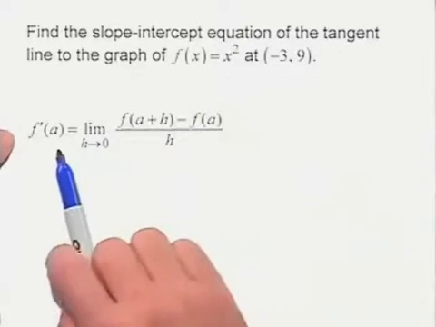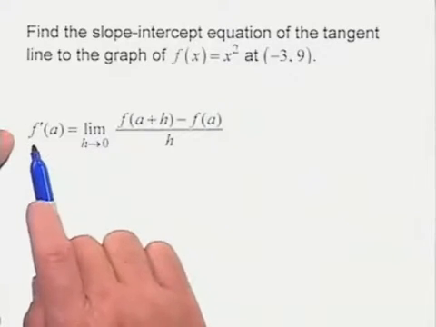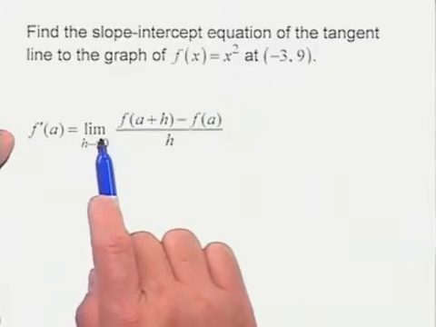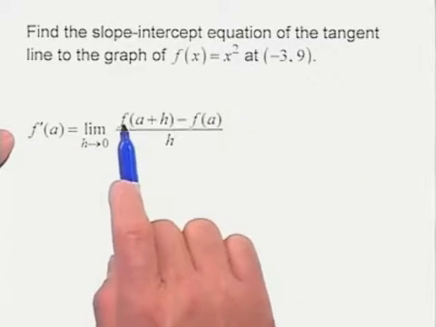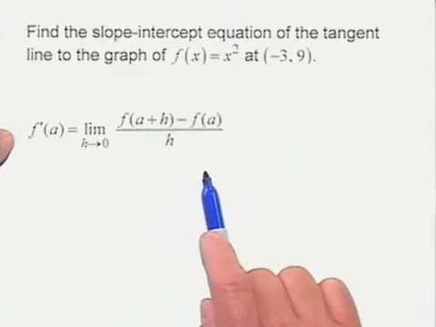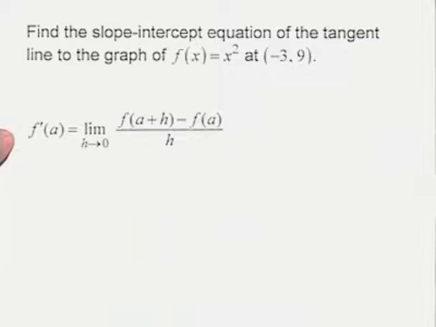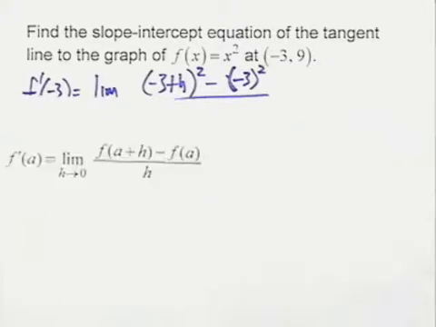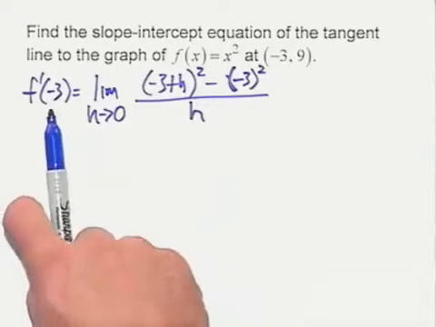Now, in order to do that, we need to find the slope of the tangent line at this particular point, and to do that, we're going to use the derivative. And that definition is f prime of a is equal to the limit as h approaches 0 of f of a plus h minus f of a all over h. Once we have the slope, then we can actually find the line, and to do that, we're going to evaluate f prime of -3 as you see here.